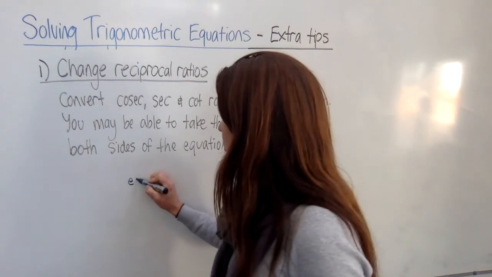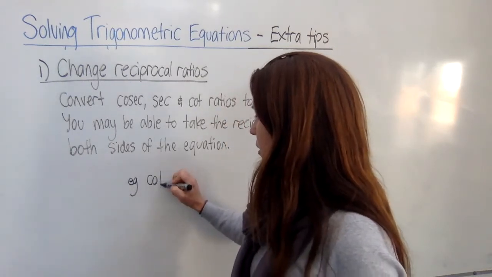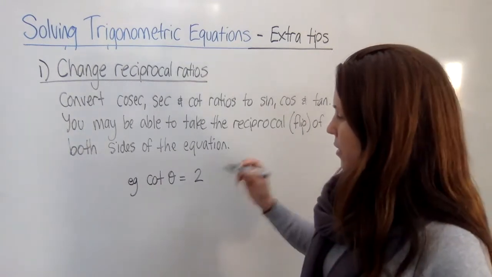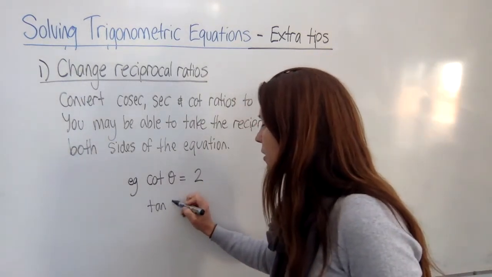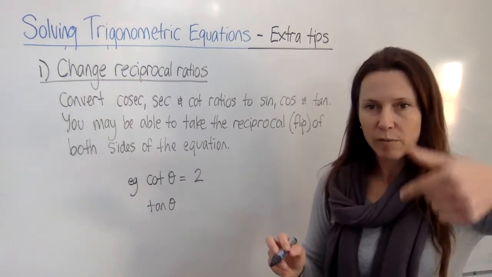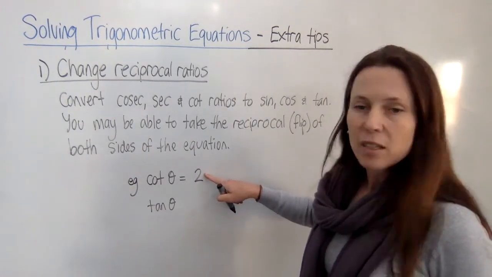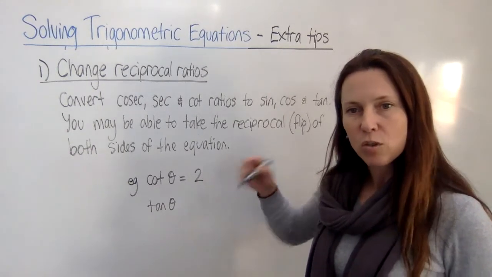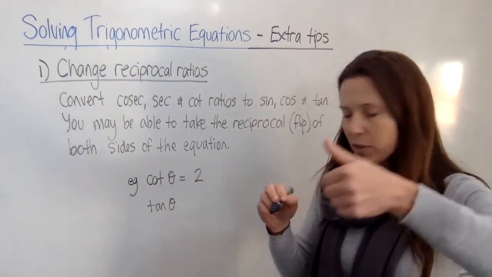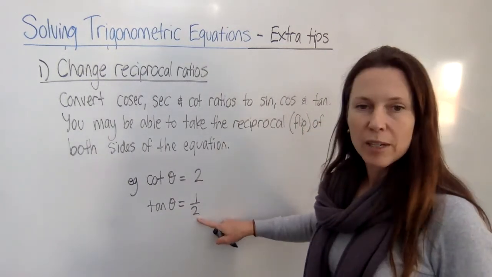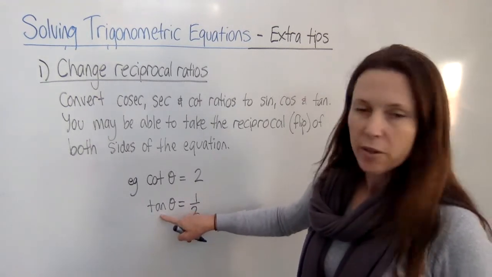So, for example, if you see something like cot of theta equals 2, then if you want to convert that to tan of theta, you know that tan and cot are reciprocals of each other. They're basically like a fraction that's been flipped the other way. Well, all you need to do is take the reciprocal of the other side. Now, 2 doesn't look like a fraction, but it's really 2 over 1. So when you flip the 2 upside down, you'll get a half. And straight away, you're well on the way to solving your equation with a ratio that you're nice and familiar with.